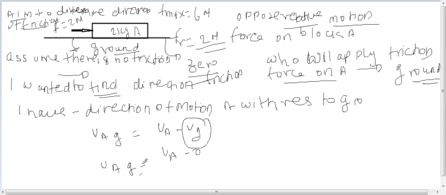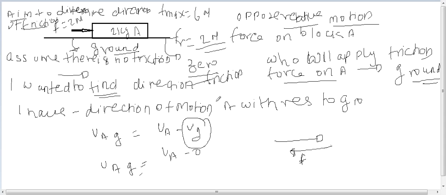The function of friction is to oppose relative motion. I had found the direction of relative motion of A with respect to ground. As I said in my previous lecture, think about the meaning of oppose: whatever direction I determined, the friction will be just opposite to it. So this will be the direction of friction force.